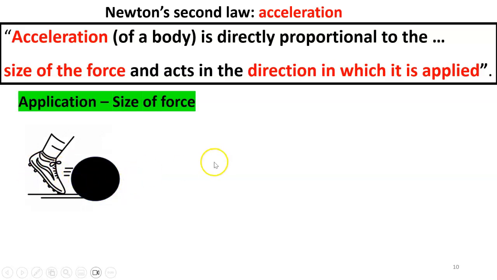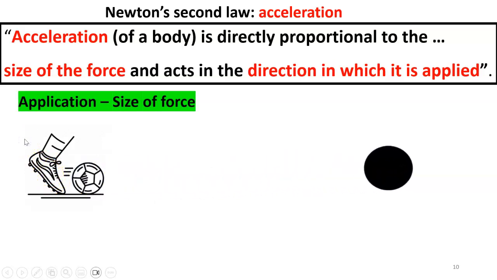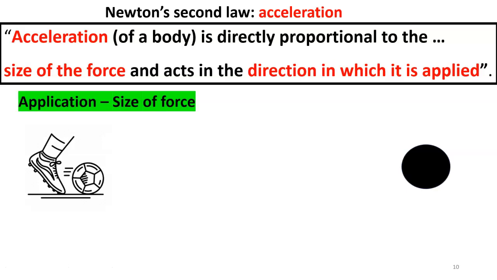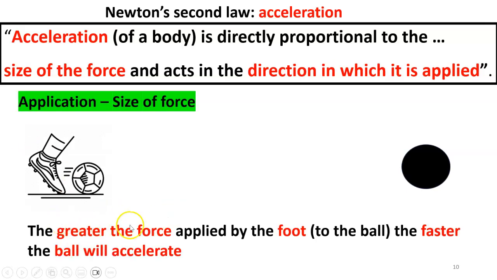Okay, so let's see how that one will work. If you look at it now, the greater the application of this, we can't say size of the force, we've got to say the greater the size of the force applied by the foot to the ball, the faster the ball will accelerate. So hopefully you can see that in action. So we've got to be able to apply it. In this case, the greater the force applied by the foot to the ball, the faster the ball will then accelerate. Hopefully that is a pretty straightforward way of applying it, and obviously it acts in the direction in which that force is applied as we went through there.